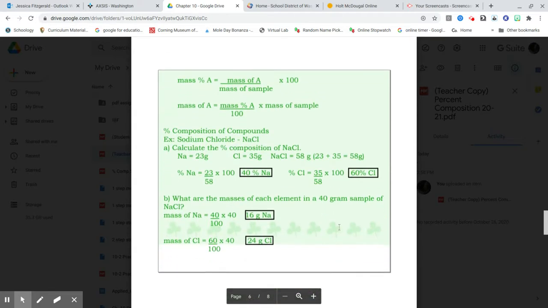So in our next example, we're going to take a look and first find our percent composition of sodium and chlorine in the compound sodium chloride.